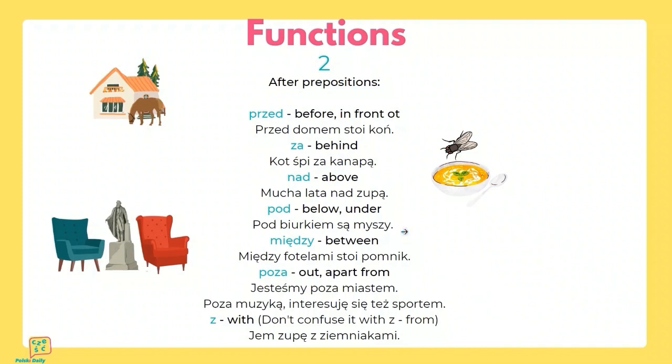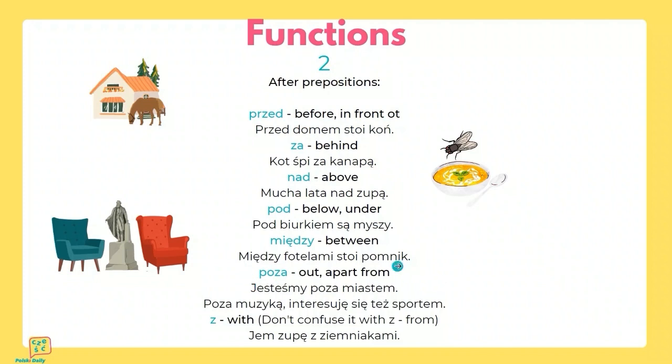Między, between. Między fotelami stoi pomnik. Maybe it's strange for some of you, but it means a statue is standing between the armchairs. Why not? Dlaczego nie? Poza means outside, apart from. Jesteśmy poza miastem. We are out of the city. Jesteśmy poza domem. We are not at home. Poza muzyką interesuję się też sportem. Apart from music, I'm interested in sport.